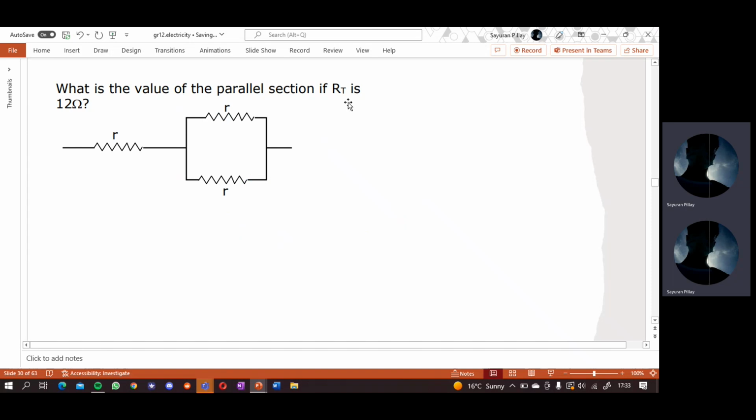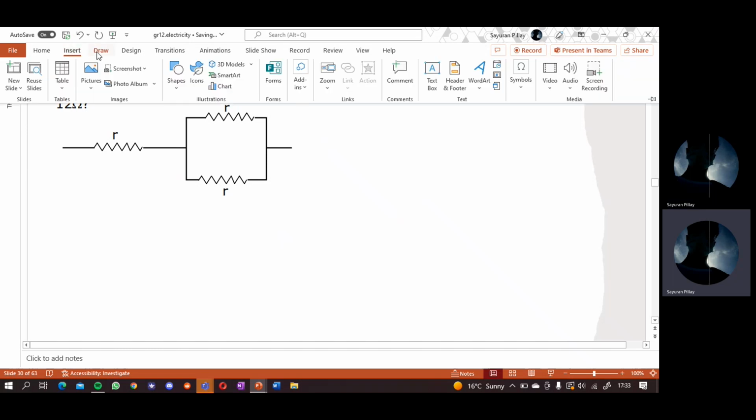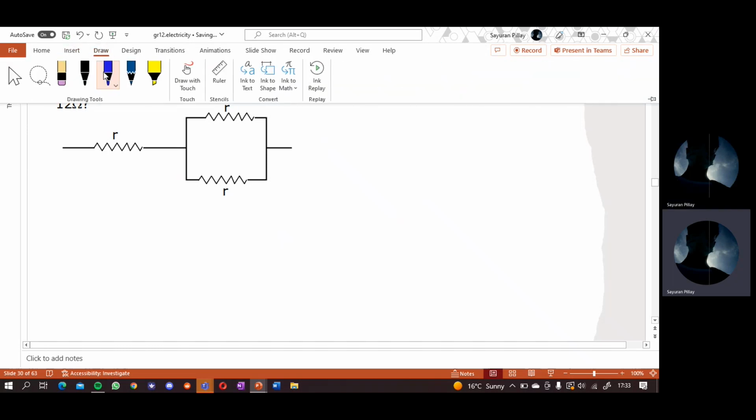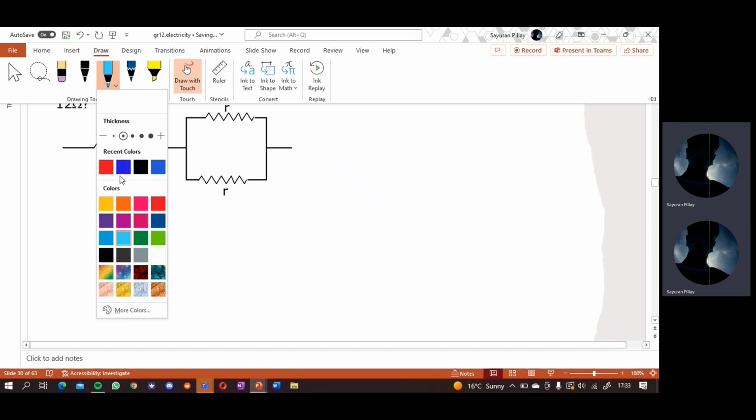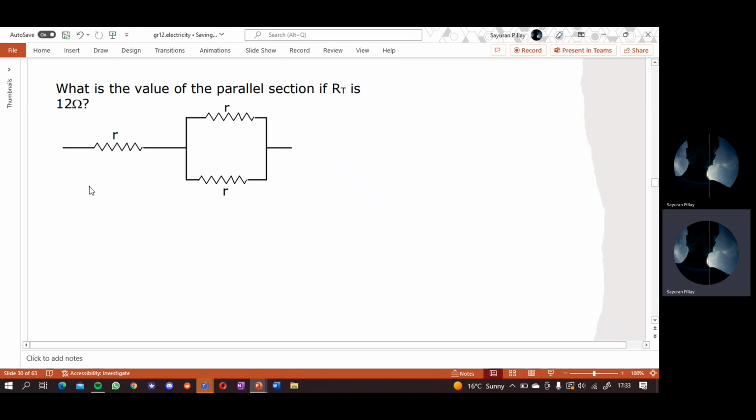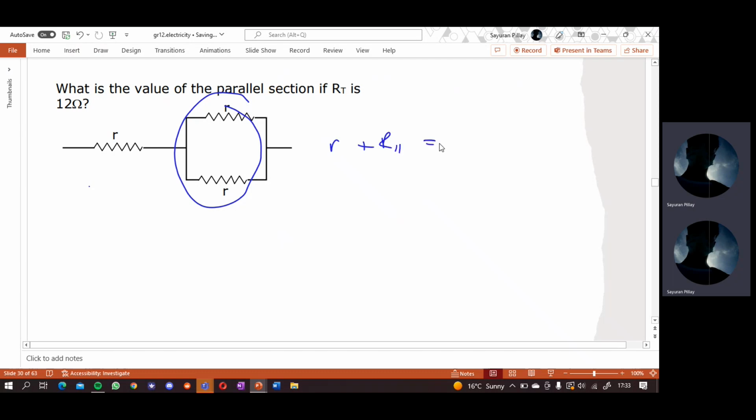Now, what is the value of the parallel section if RT is 12 ohms? Well, they don't want much from you in this question. Let's just look at what they're asking you. They want to know this parallel section, right? If total resistance is 12, that's quite easy because it's just R plus the parallel section, that's equal to RT, isn't it? So R plus the parallel section equals 12 ohms, okay? And we can work this out. Let's do some more maths. I know you all don't like doing this, but physics does have quite a bit of maths in it.